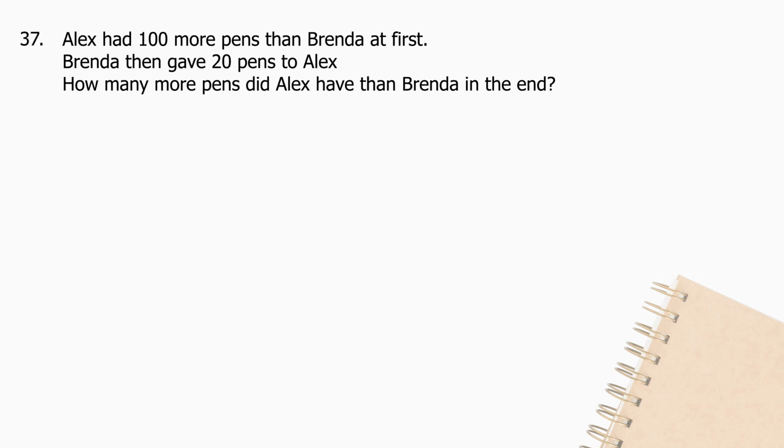Question 37. Alex had 100 more pens than Brenda at first. Brenda then gave 20 pens to Alex. How many more pens did Alex have than Brenda in the end?